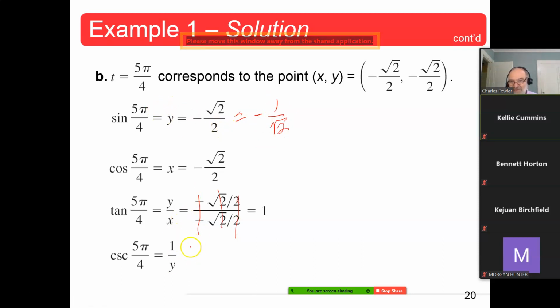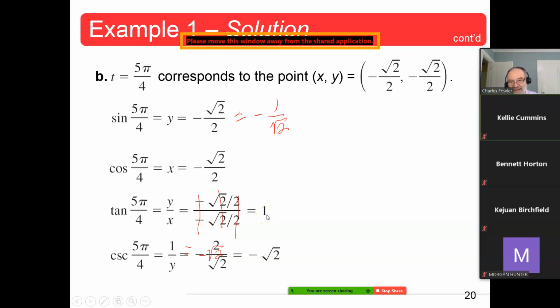So if you then reciprocate this, that would then be minus root 2. And you can do that in one step. Whereas here, they're going to write it as minus 2 over root 2, and then write that as minus root 2. So the answer is minus root 2, however you get there. Which will be the same for secant, because cosine was the same as sine.